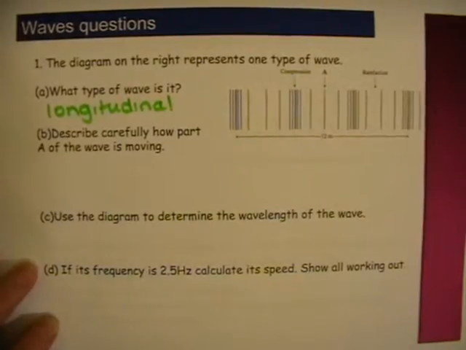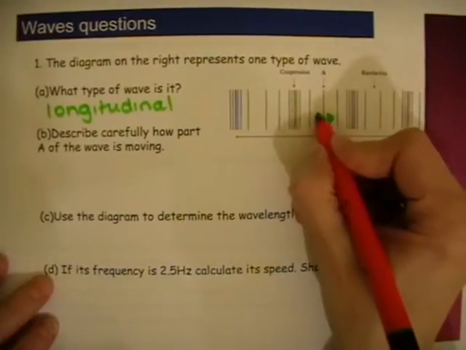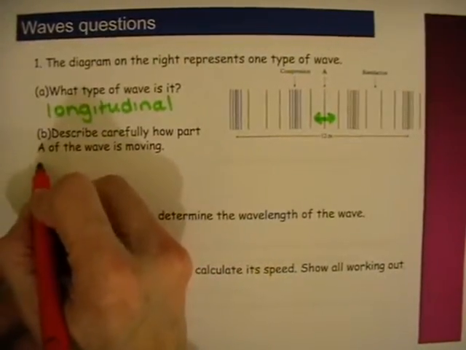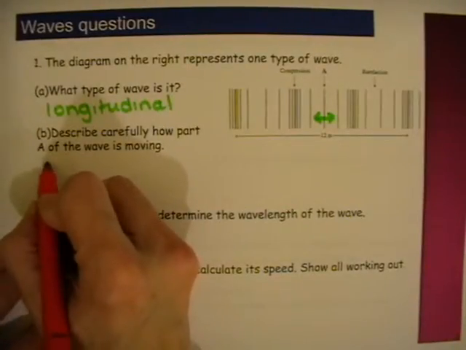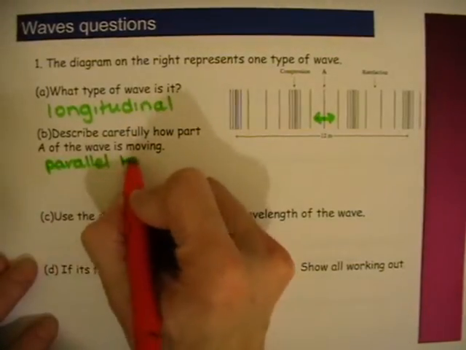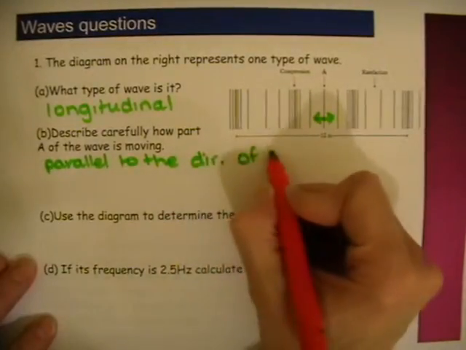Describe carefully how part A of the wave is moving. So part A is moving backwards and forwards like that. This is really just a description of the movement of particles in a longitudinal wave. It's moving parallel to the direction of travel of the wave.